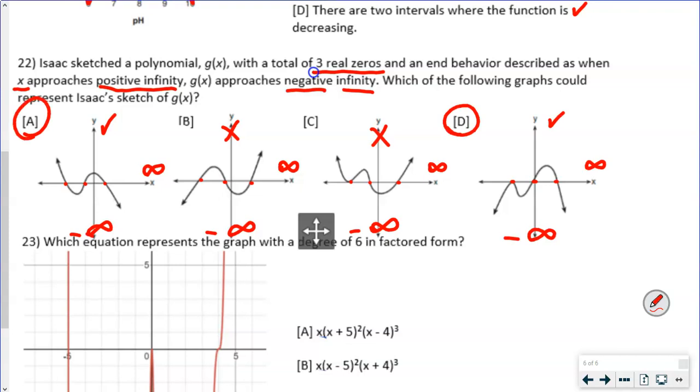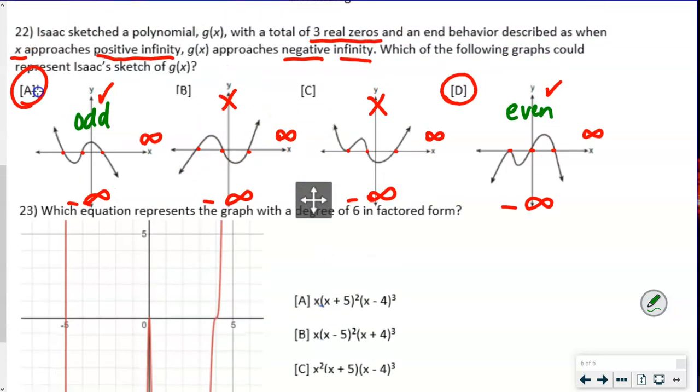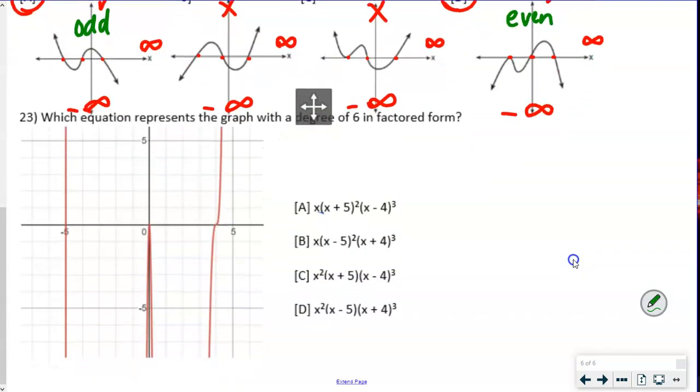Now what differentiates these? Okay, so let's talk about that. So with A, because our ends of the graph are going in opposite directions, we know that the degree of this polynomial is odd, don't we? And with D, because the ends of the graph are going in the same direction, we know that the degree of this polynomial is even. So if we were given that piece of information, then we would have been able to differentiate between A and D, but we weren't. So that's why it's got two answers, okay?